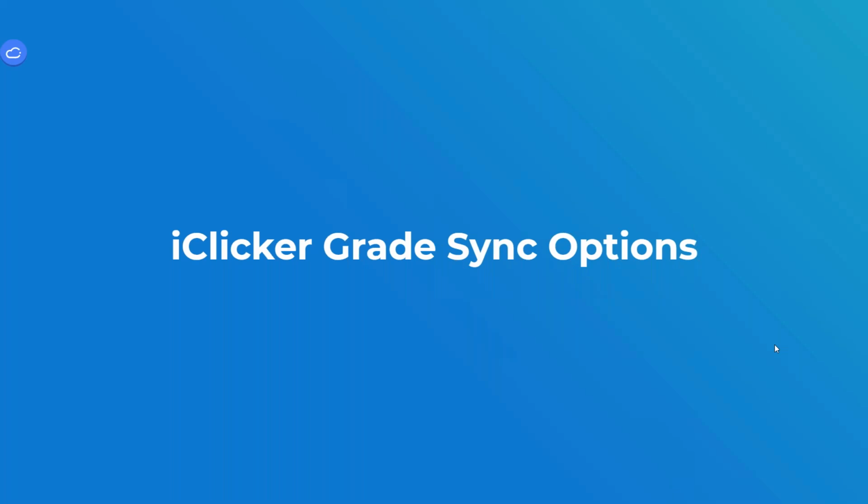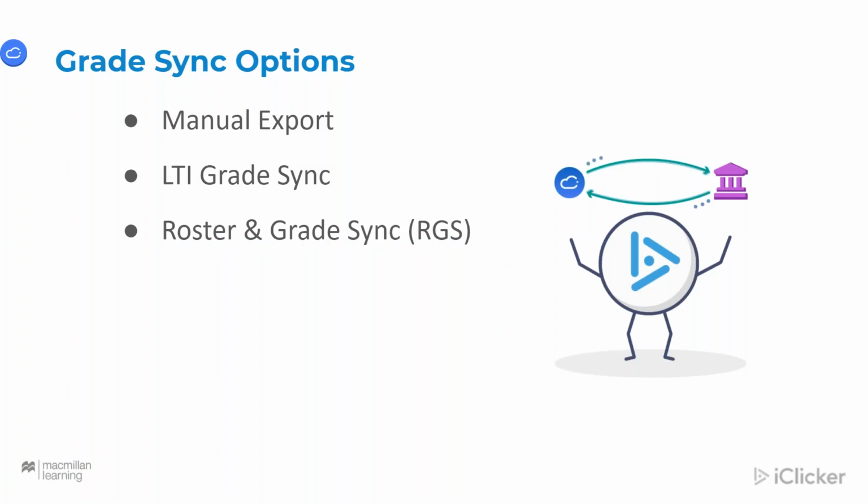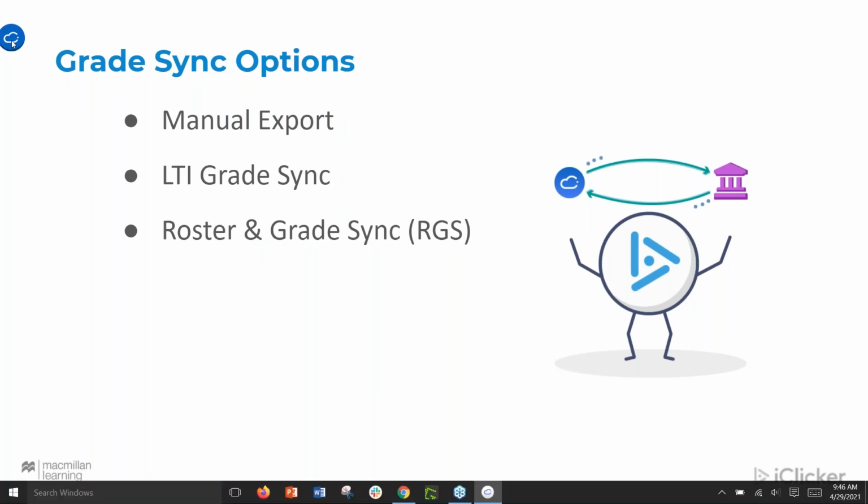Well, now you've heard about grading and scoring in iClicker, and I'm going to shift gears here to talk about ways to get those grades out of iClicker and into your LMS. Next slide, please. There are 3 ways to get student grades into your LMS that I'll be talking about: a manual export, our LTI grade sync, and our newest roster and grade sync integration, which can sometimes be referred to as RGS.